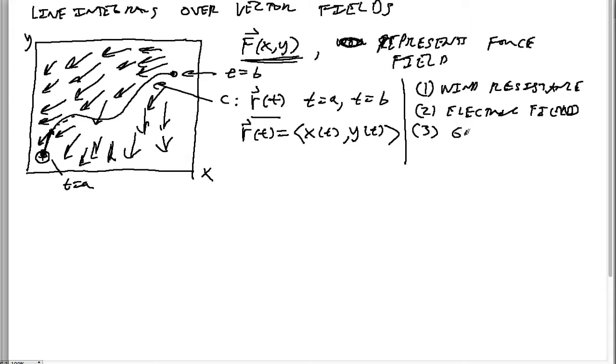And then there's also gravitation. In gravitation, we're talking about a mass. There'd be a mass that we're moving through a gravitational field, and the gravitational field would be the force on that mass as we push it through the field. Okay, and so those are some examples of the kind of thing we want to do.